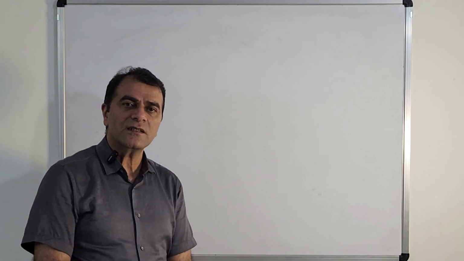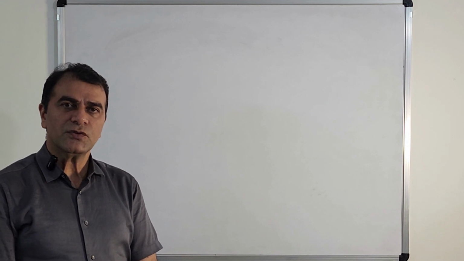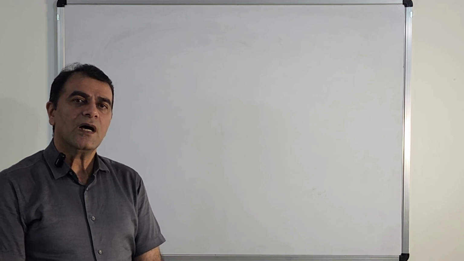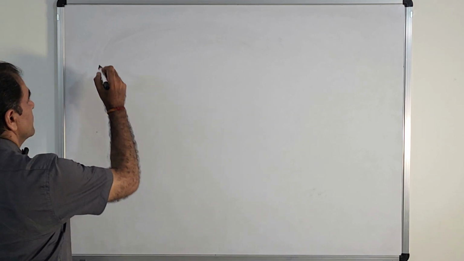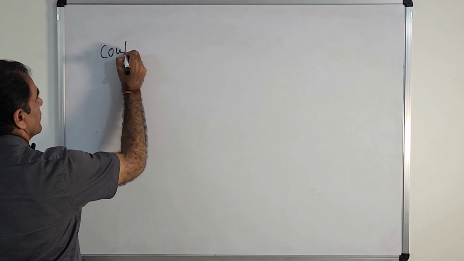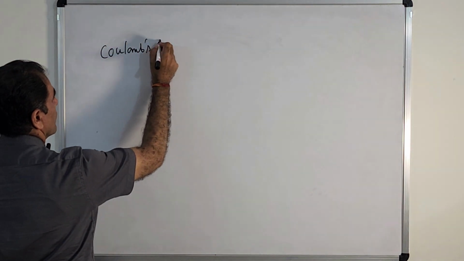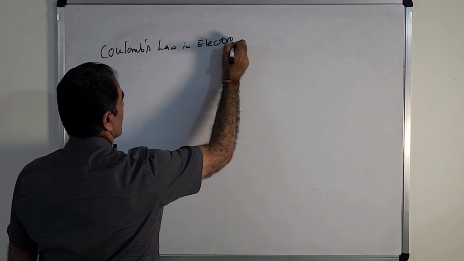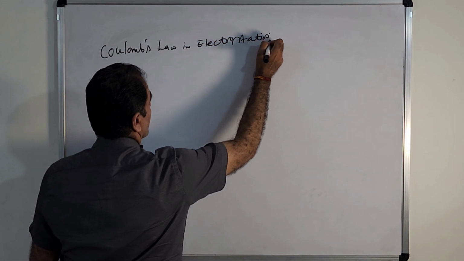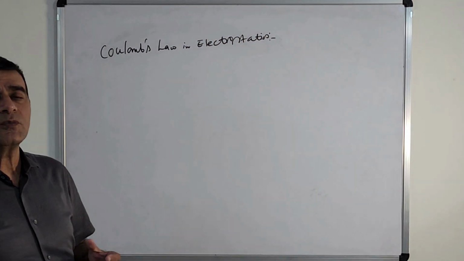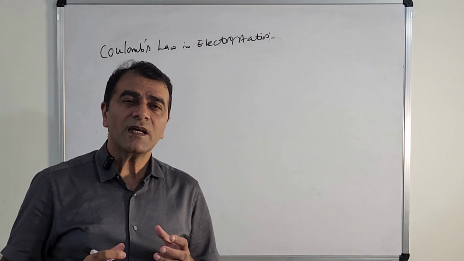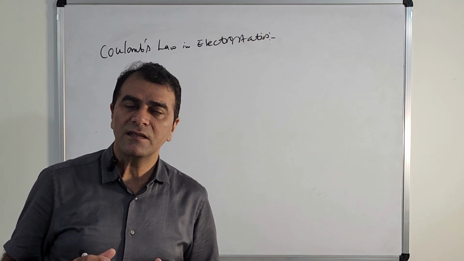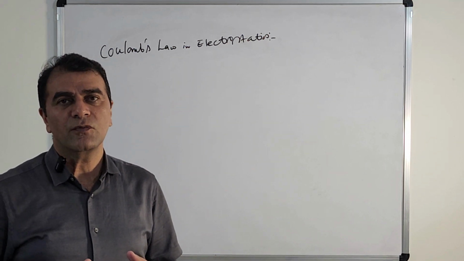So today is the second topic of electrostatics which we will study, and that topic is Coulomb's law in electrostatics. Before going to Coulomb's law in electrostatics, we will take another law which is basically a mechanical law, and that law is known as Newton's universal law of gravitation.